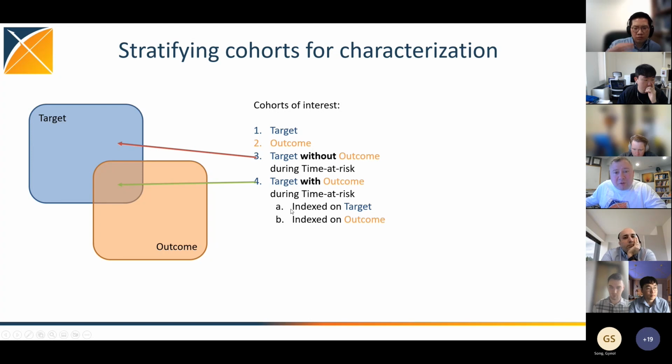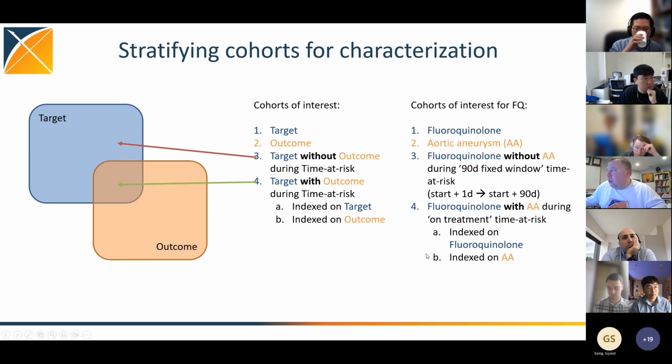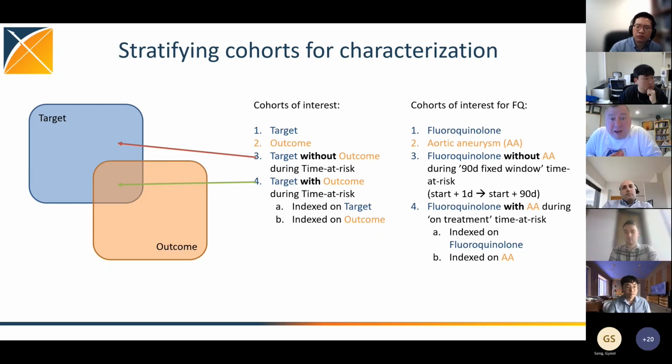And for those exposed cases, we could be interested in characterizing them both in terms of what they looked like at the time that they had the exposure, and also what they looked like at the time that they had the outcome. So walking through that, even though we start with one target and one outcome, there are in fact 5 cohorts that we may want to systematically characterize: the target by itself, the outcome by itself, the target with the outcome, the target without the outcome. And so systematically, what the Strategus pipeline is going to do is conduct these stratifications and provide us evidence that we can explore in this space.